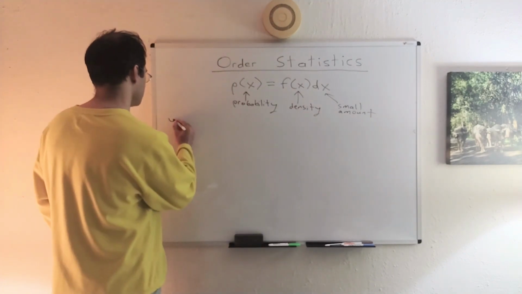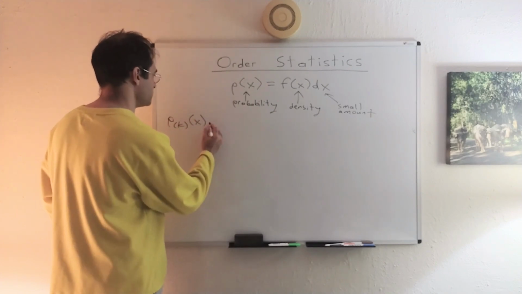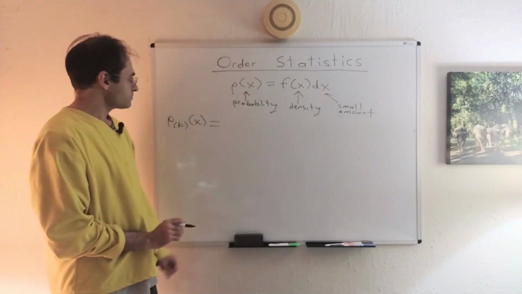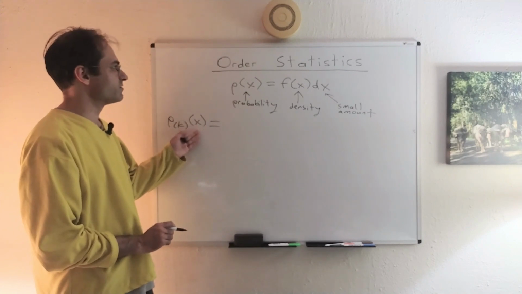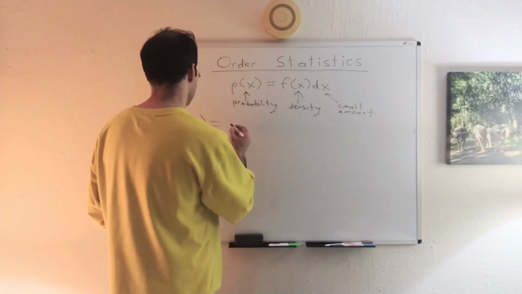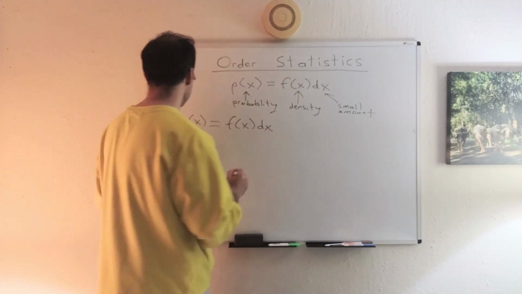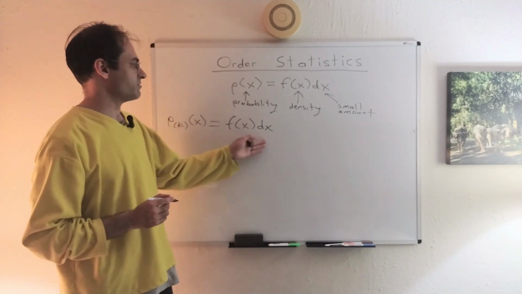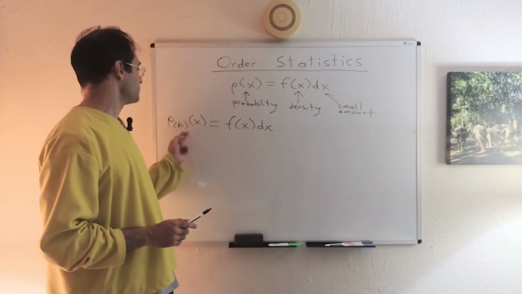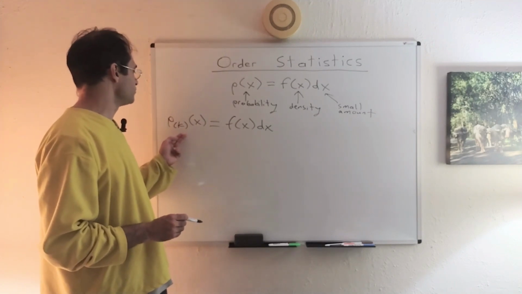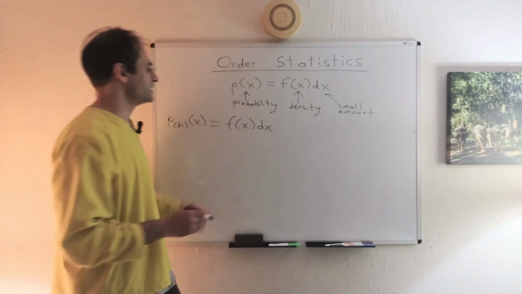So if we want the probability that the kth order statistic is some value x, well, first we need the kth order statistic to be this x, so one of the values has to be x. The probability of it being x is just f of x dx. Now there's n in the sample, and we want the kth order statistic. So one sample is here, but k minus 1 have to be less than this.